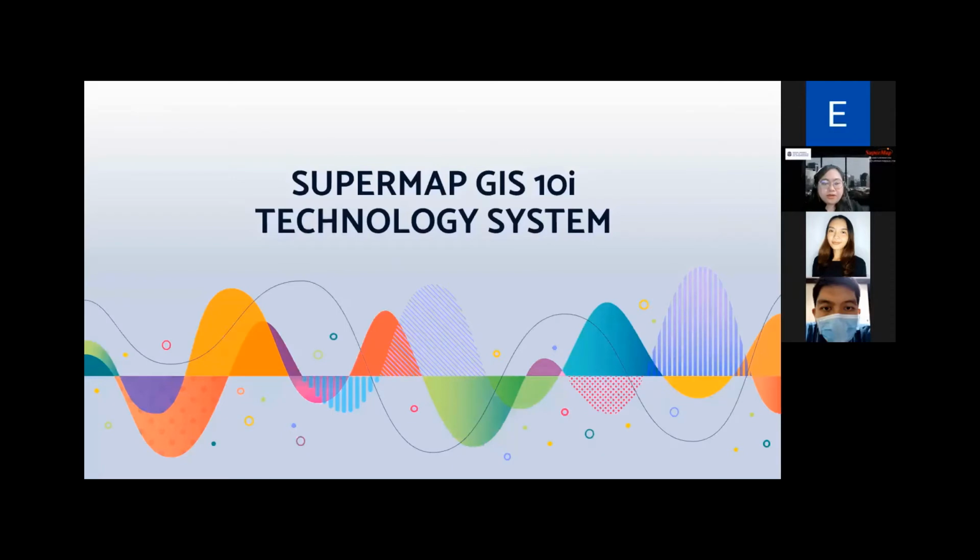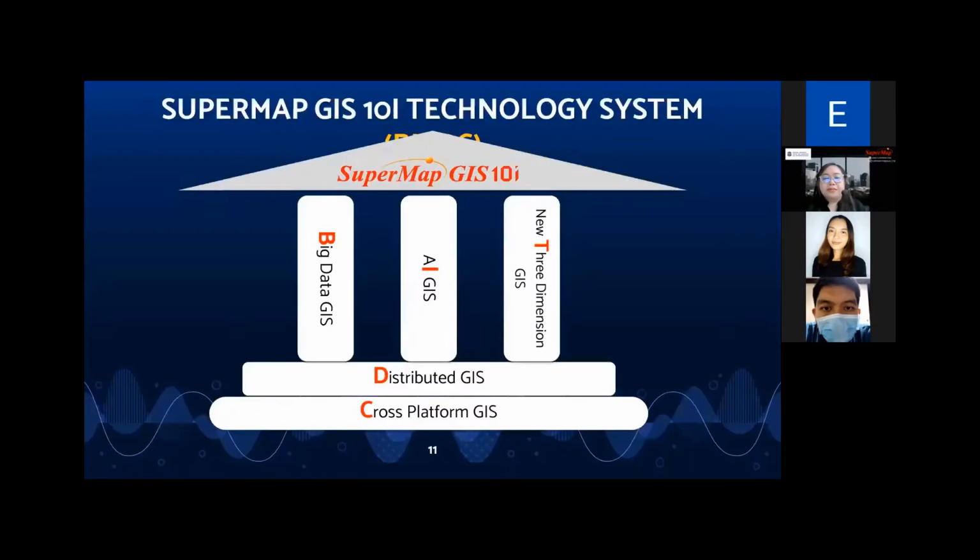Now, we move on to the key technologies of SuperMap, which we call BitDC, Big Data GIS, AI GIS, Distributed GIS, and Cross-Platform GIS. These features are the main advantage of SuperMap. I'll be introducing them to you one by one, and we're going to start with Cross-Platform GIS.